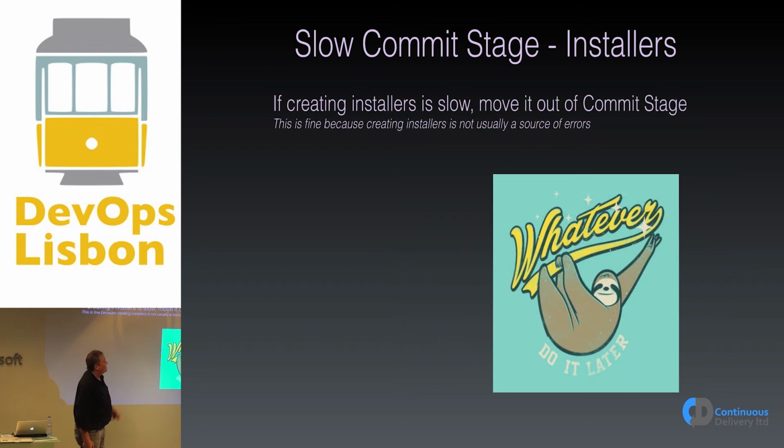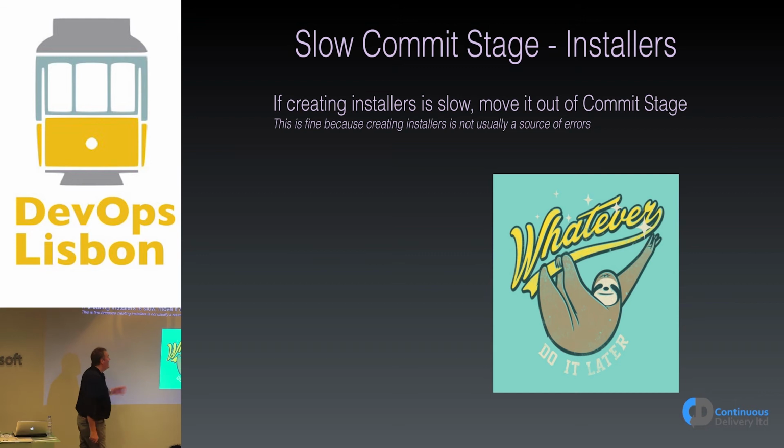So if creating installers, this is not usually a place where stuff goes wrong. If the software is all compiled, it's passed all of its tests, you don't usually get bugs when you're building the installers. If you do, you're doing something quite seriously wrong. So make sure that that's reliable, and at that point it doesn't really matter in terms of the commit stage whether you're in the commit stage or out. It's going to have a cost for the whole pipeline, of course.